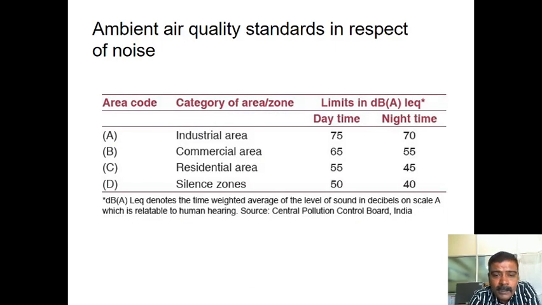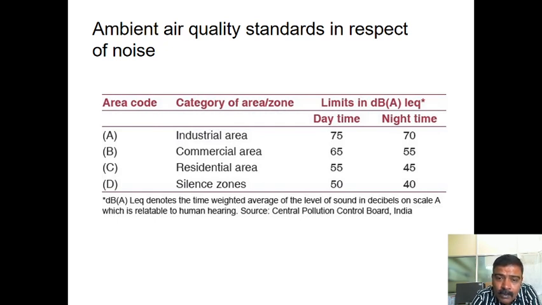So there are certain norms in terms of limits of decibels that can be produced, especially as per the Central Pollution Control Board of India. They have categorized based on area or zone. Industrial area, daytime it should be 75 decibels and nighttime 70. Commercial area 65 in the daytime and 55 at night. Residential area 55 and 45, and silent zones are 50 and 40. Now, what are the silent zones? Silent zones are hospitals, schools and educational institutions.